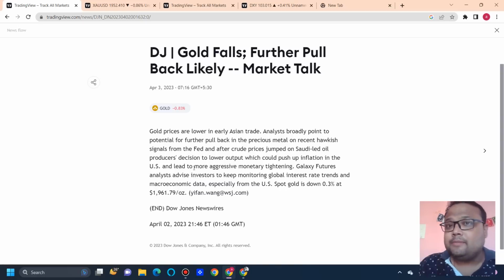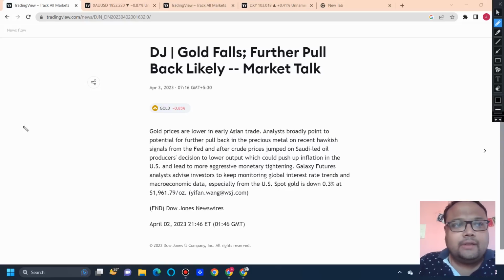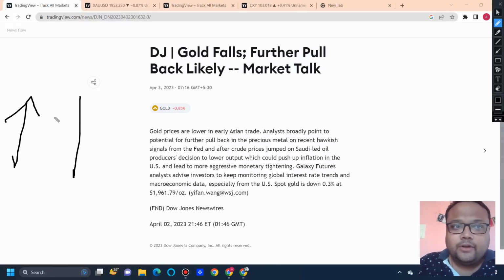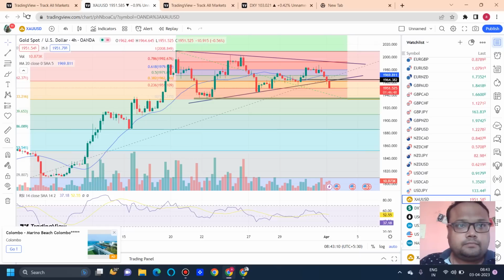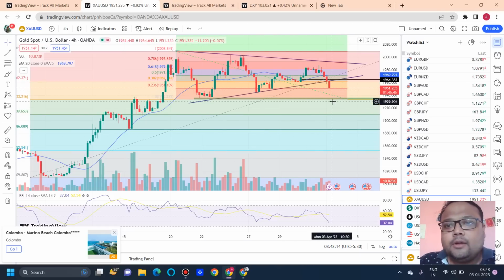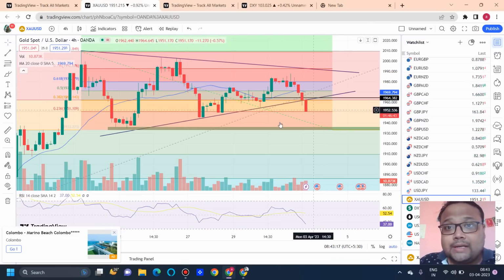Means there is a possibility that inflation will be higher in the USA, and as a result, there will be aggressive monetary tightening. So there will be some interest rate hike. As a result, DXY is going up right now. If inflation is up, then the Fed will also increase interest rates, and it means that DXY will be up. If DXY is up, then obviously gold will be down. And now you can see that gold is standing at 1951 level.